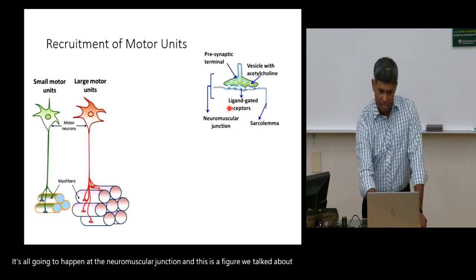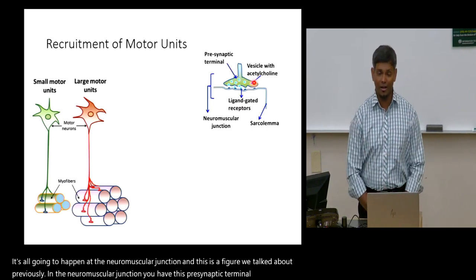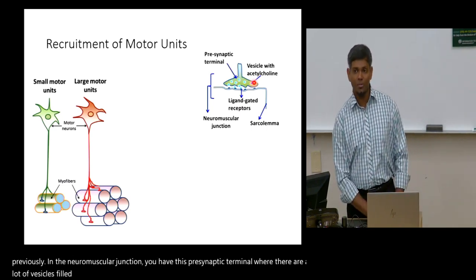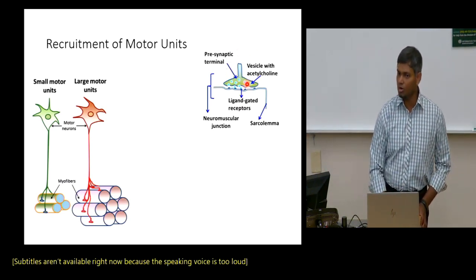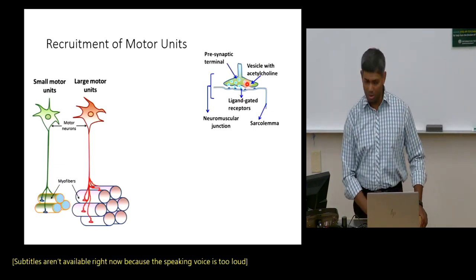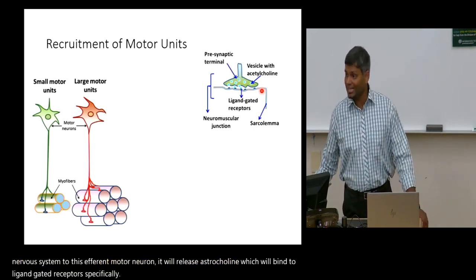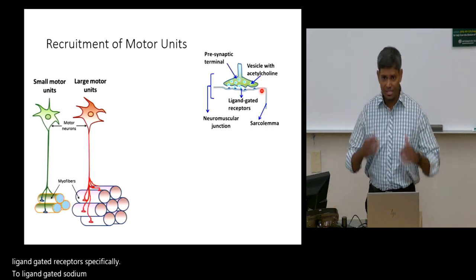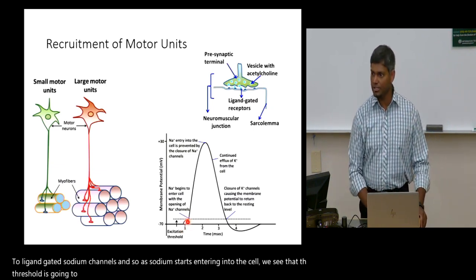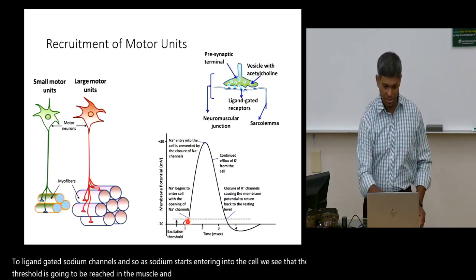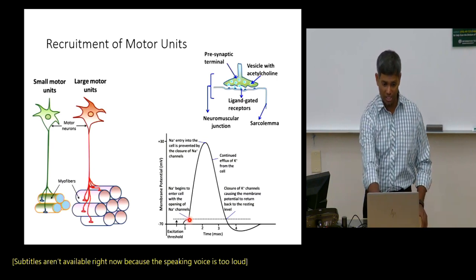In the neuromuscular junction, you have this presynaptic terminal where there are a lot of vesicles filled with acetylcholine, and the moment the signal is received from the central nervous system to this efferent motor neuron, it will release acetylcholine, which will bind to ligand-gated receptors. Specifically, it binds to ligand-gated sodium channels. And so as sodium starts entering into the cell, the threshold is going to be reached in the muscle.